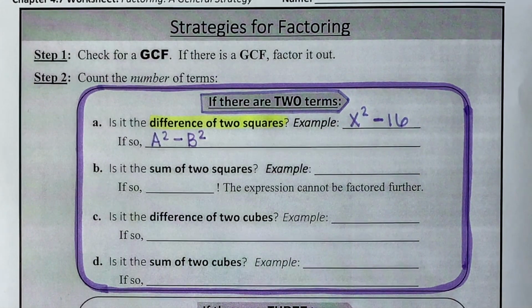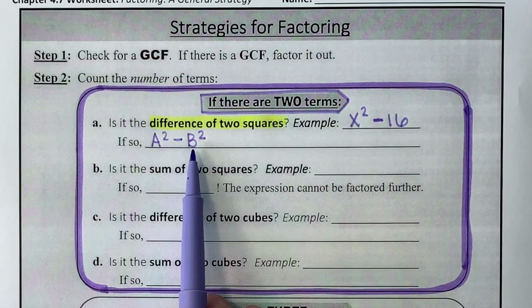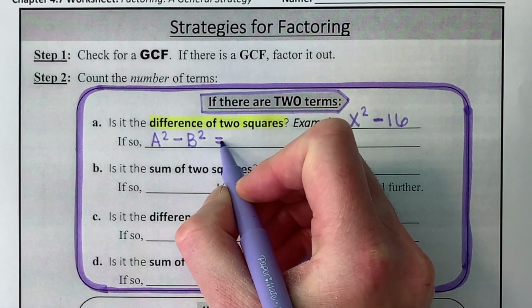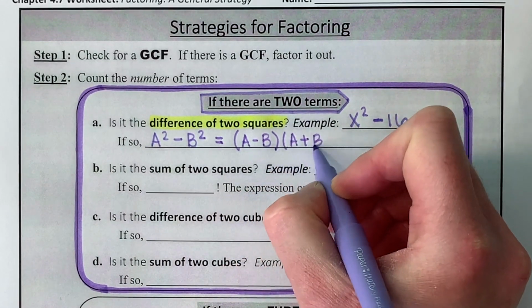The difference of 2 squares formula says if you have 2 perfect squares, we'll call those squares in general a squared and b squared, and if you have a minus sign in the middle, we factor by using the formula a minus b times a plus b.